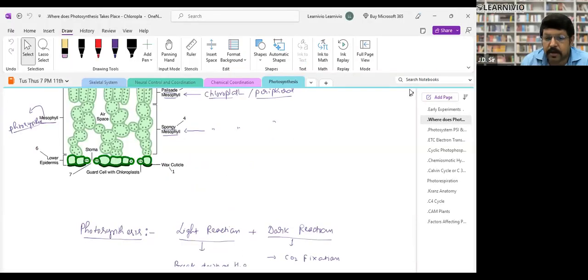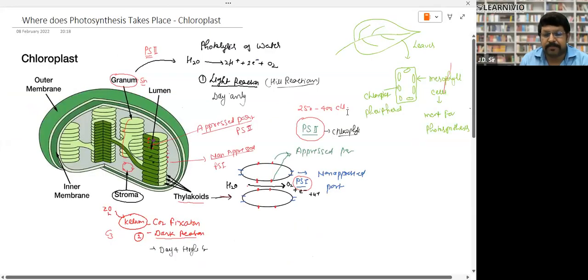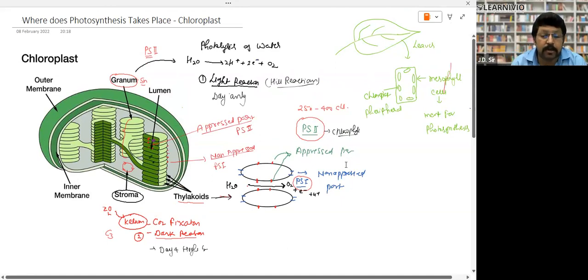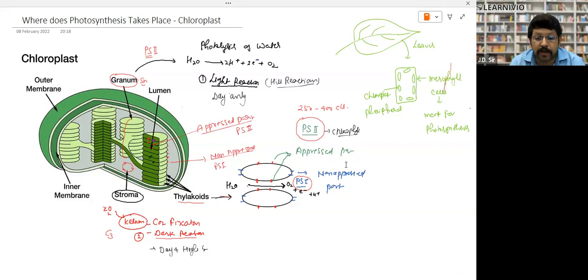Now the next thing: where does photosynthesis take place? Here, first you need to understand. Look, I have already explained the chloroplast. Remember, we have already discussed the structure of chloroplast in the cell biology part, the unit of life. In cell biology we discussed it in detail, and I said at that time that you will need it in the photosynthesis part.